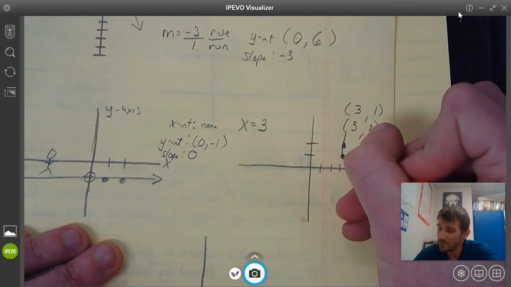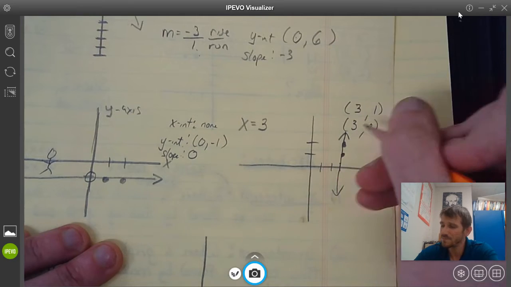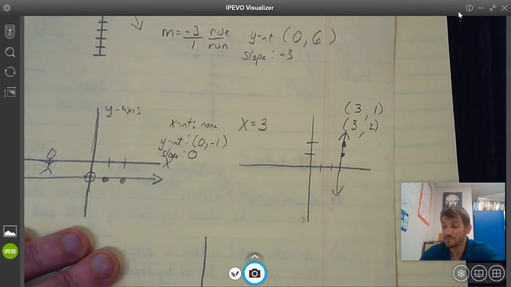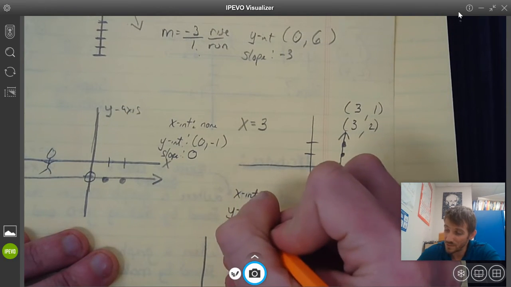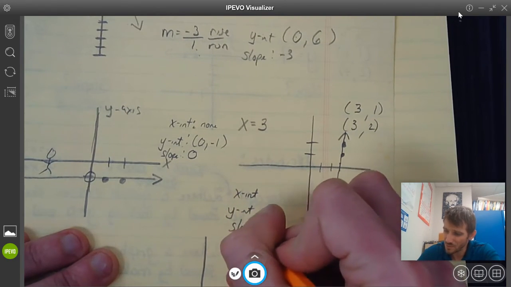All right, so I have a vertical line. And let's find some information about it. Like where's the x-intercept, the y-intercept, and our slope?